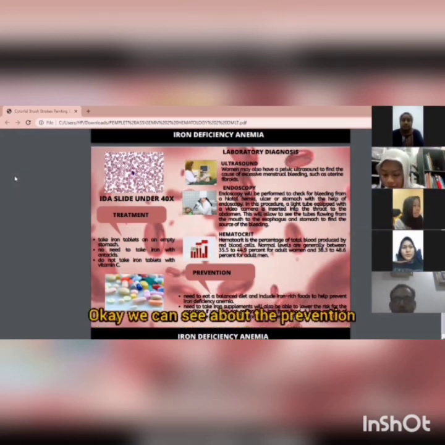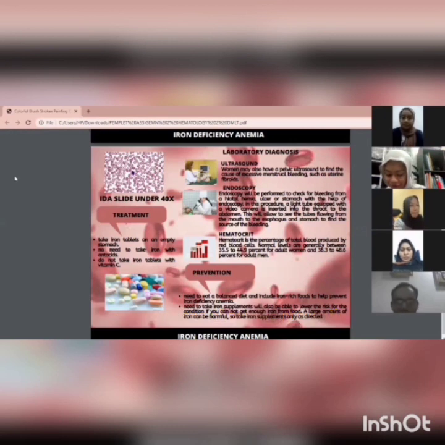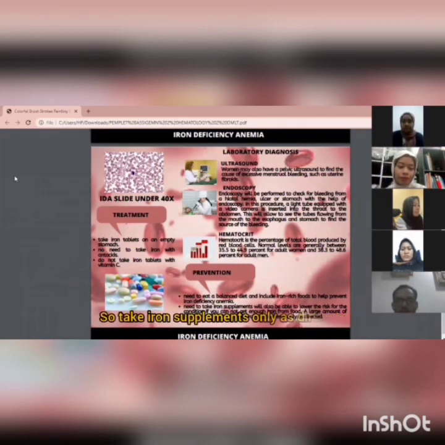Okay, we can see the prevention. First, you need to eat a balanced diet and include iron-rich food to help prevent iron deficiency anemia. And then taking iron supplements can also lower the risk for the condition if you cannot get enough iron from food. A large amount of iron can be harmful, so take iron supplements only as directed.